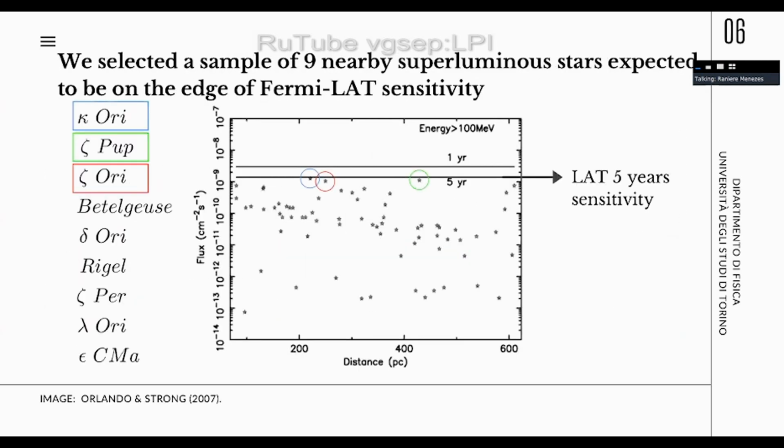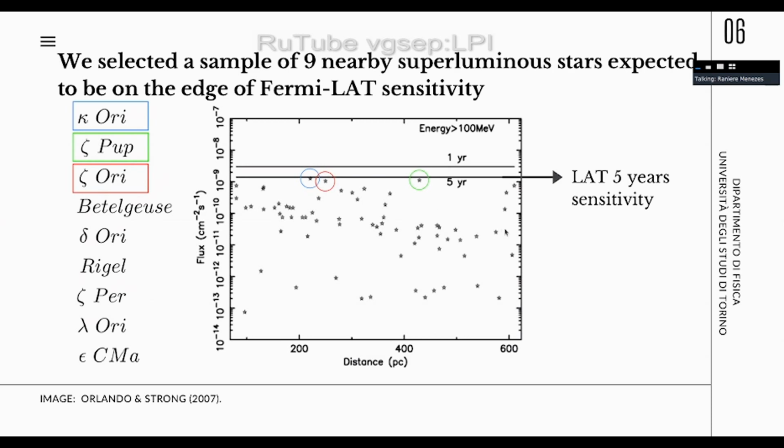Based on this, we selected a sample of 9 nearby superluminous stars that were expected to be on the edge of the Fermi-LAT sensitivity. These are very bright and nearby stars, and we are selecting only those with the highest predicted fluxes. Just to give you some idea, these red and green circles represent the Kappa Orionis, Zeta Puppis, and Zeta Orionis stars, and we are willing to detect them with Fermi-LAT.